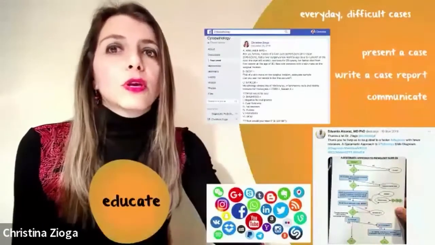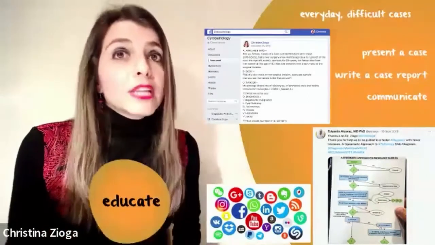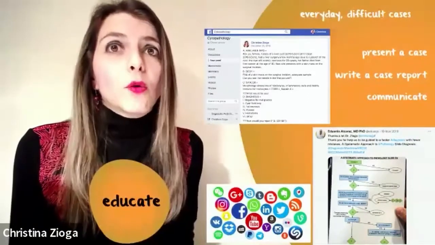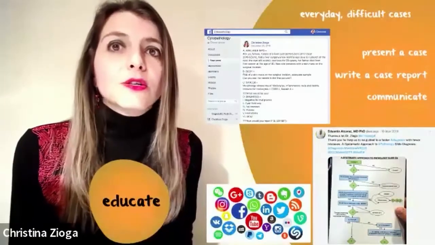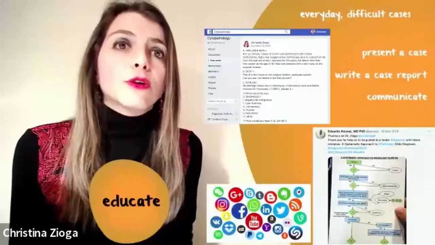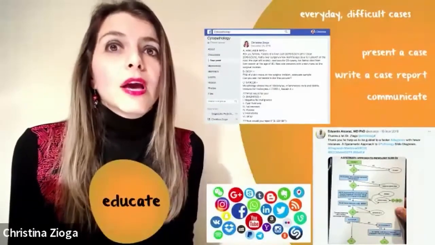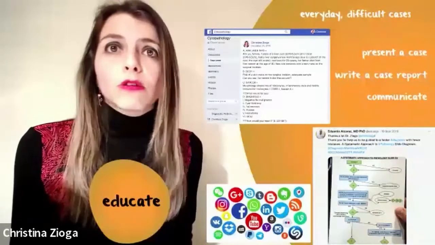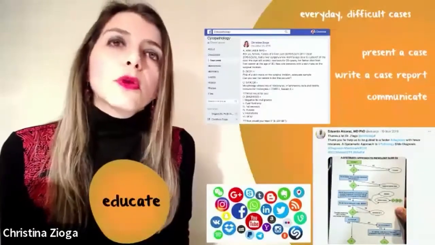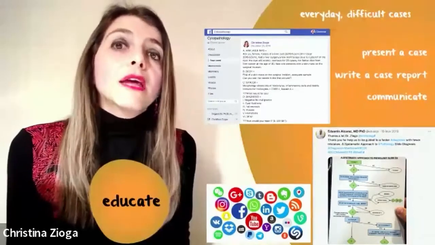We also use it when we want to present a case, because it's a well-structured and systematic way of thinking that provides a consistent set of steps and rules for a reliable diagnosis and for presenting a case. We use it when we want to write a case report. We use it to communicate our findings and our observations in a more coded way.